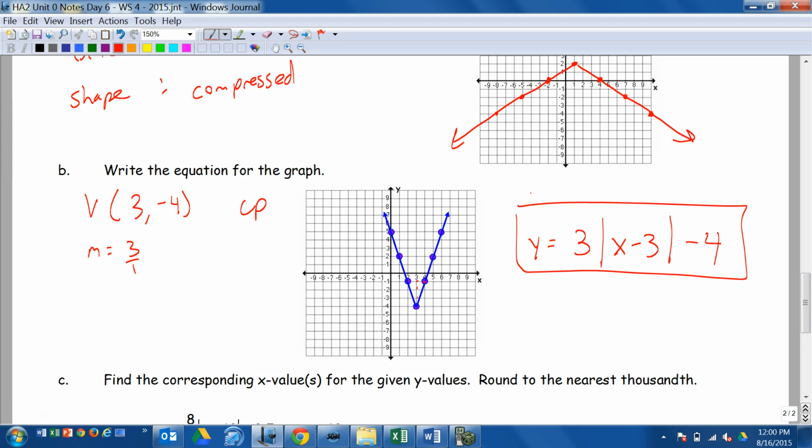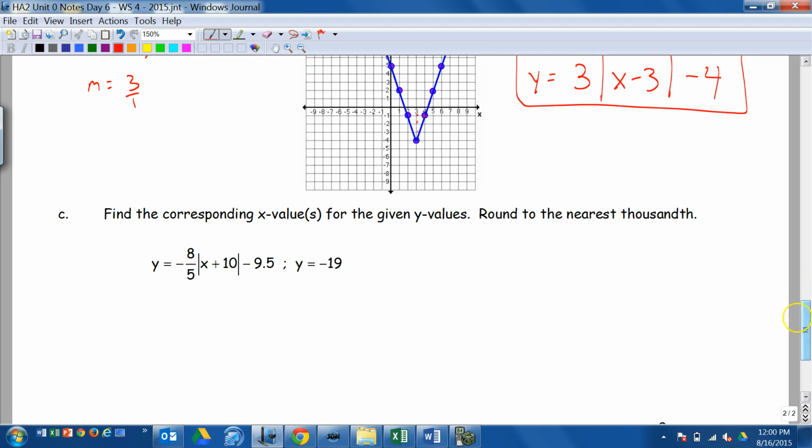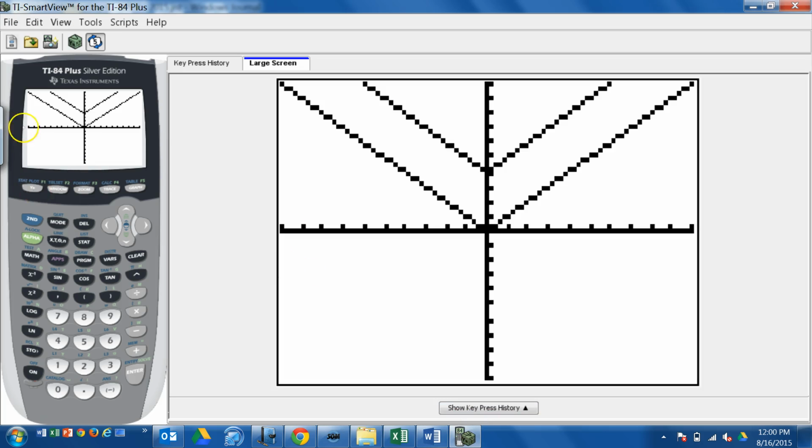Okay. Now we're going to use our calculator to find values, solving in the calculator. Find the corresponding x values for the given y values. So we're going to graph this in our y1 and that in our y2. So it's -8/5.